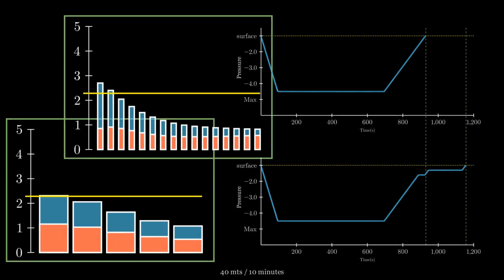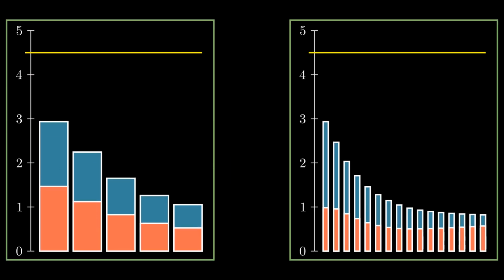If we compare the ceilings for Haldane and ZHL, we see that the fast tissue in Haldane has a ceiling greater than the ceiling for ZHL. On the other hand, the slower tissues of Haldane and ZHL have ceilings comparable to each other. Since ZHL is our standard, this means that Haldane is too conservative for dives bounded by fast tissues.